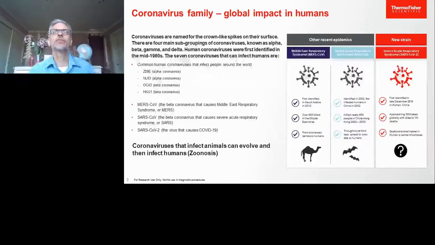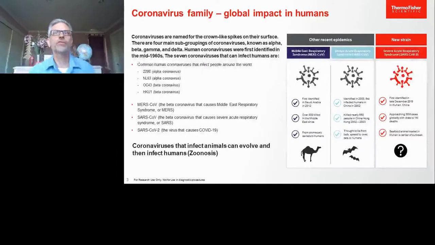Back in 2003, severe acute respiratory syndrome, SARS-CoV, the first version of SARS, was identified in China in 2002-2003. It killed nearly 650 people in China and Hong Kong, and is thought to have been transmitted to humans via bats and then into civets and then on into humans.